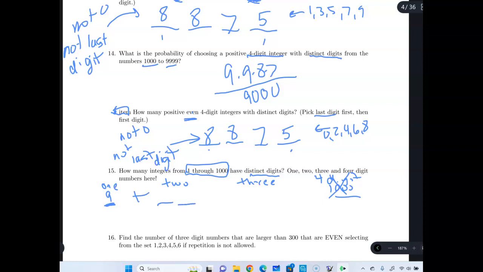Or I've got the 2-digit integers. So remember, I can't have a 0 here. So there's 9 choices there. And whatever I chose here, I can't choose here. So there's 9 there. Then I move to the next one. So again, this can't be 0. So there's 9 choices, and whatever I chose here, I can't choose here, so there's 9, and then finally 8.